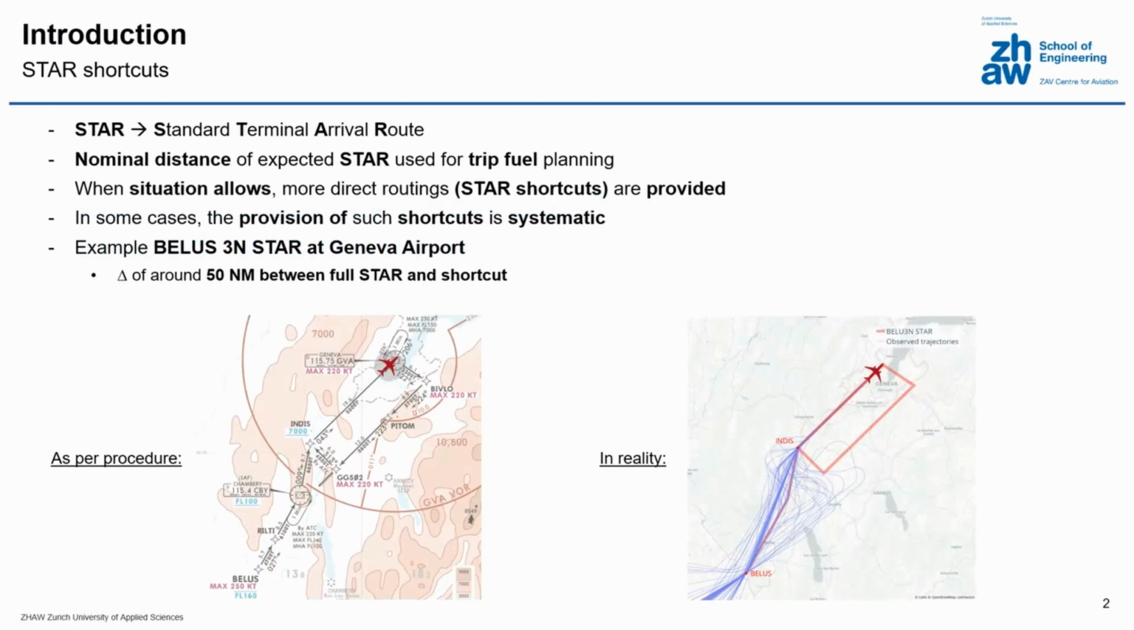And in terms of distance, the difference between the two, so the nominal procedure and the one that's actually flown, is about 50 nautical miles, meaning that aircraft that plan their fuel based on the nominal procedure end up carrying about 50 nautical miles worth of trip fuel, which in the end is never used.